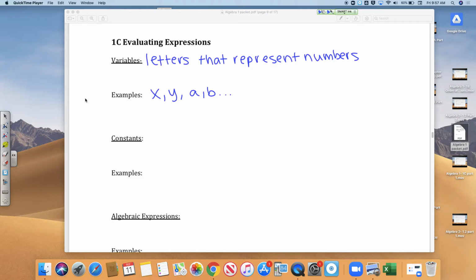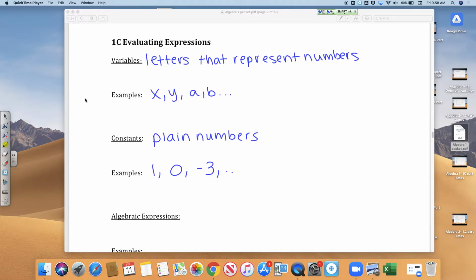A constant is a plain number. So constant numbers are plain numbers like 1, 0, -3, and so on. Any constant number, any plain number with no letter, no variable, is considered a constant. All right, the next one is algebraic expressions.